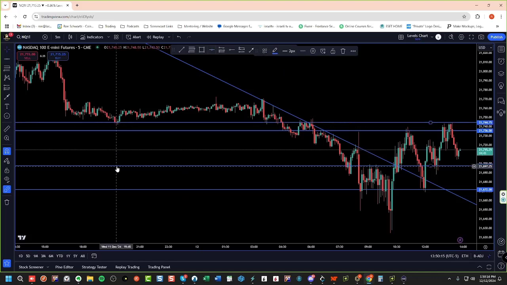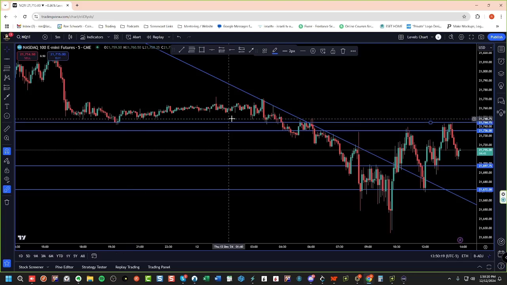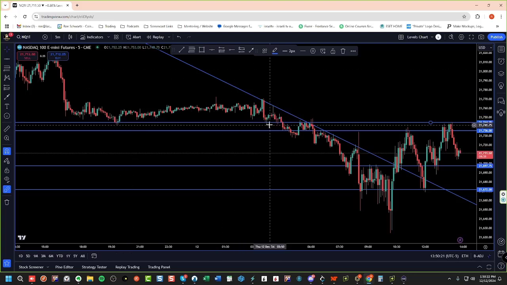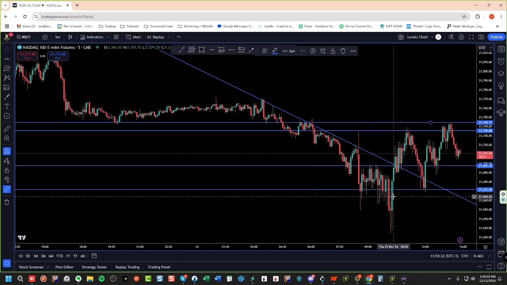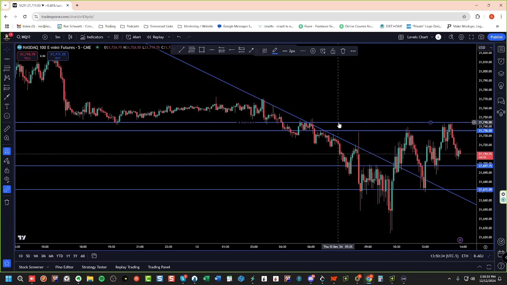Here, like this one, for example. Okay. So it came back down. This is the low. Got away from it. Came back down, test, test, test, test. You see that? And then it finally broke down. That's what I was looking at.